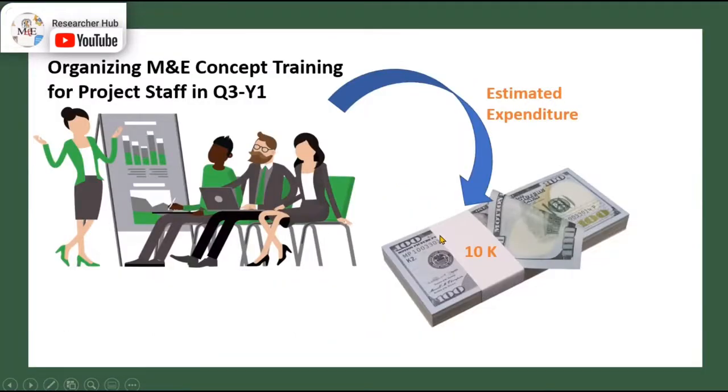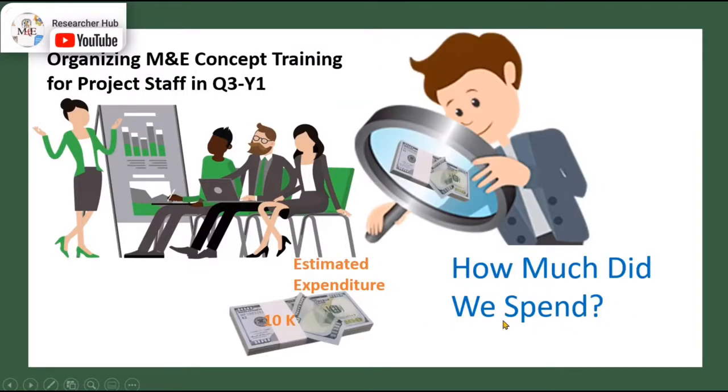In this example of monitoring the resource, look at this one, the same example about the M&E training. One of the resources is the budget. The estimated expenditure for the training is 10K. Therefore, we need to see how much we spent on the training. If we have already conducted 2 sessions of training, how much did we spend already? Did we spend 10K, or more than that, or less than that? That's something we need to monitor.